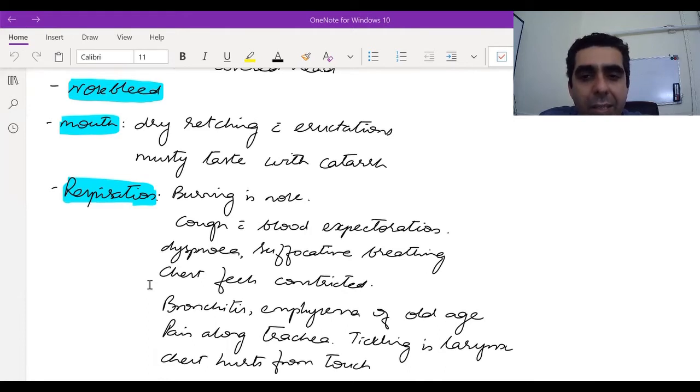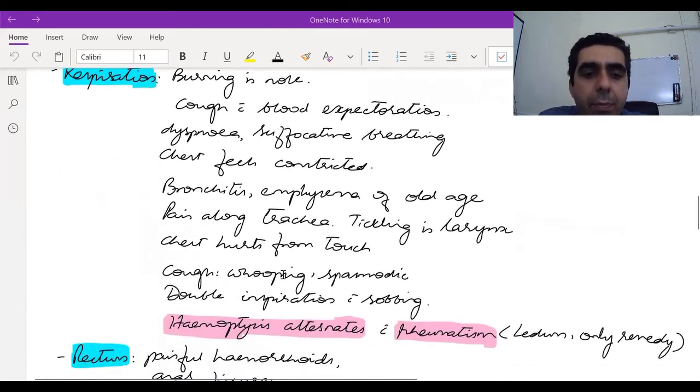There's a lot of constricted feeling in the chest. So all these symptoms belong to bronchitis and emphysema of old people. And there could be a pain along the trachea or tickling in the larynx. The chest is also sensitive to touch. It hurts when you touch the chest. The cough is of whooping and spasmodic type, and you see a double inspiration with sobbing.